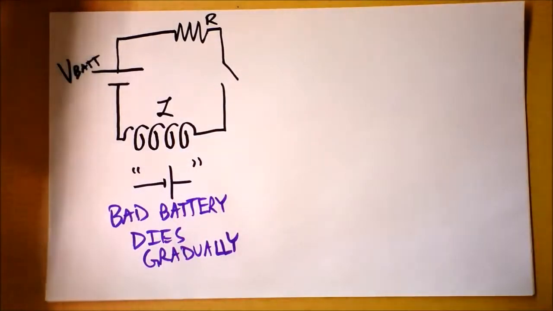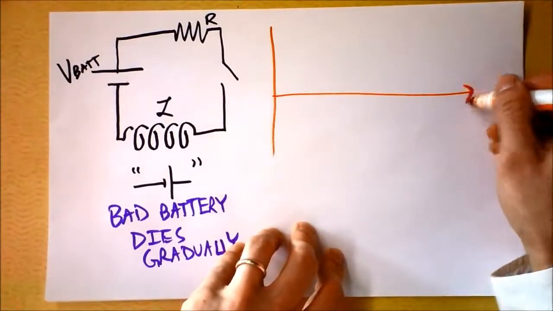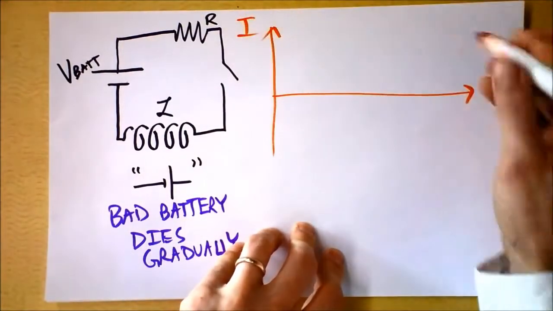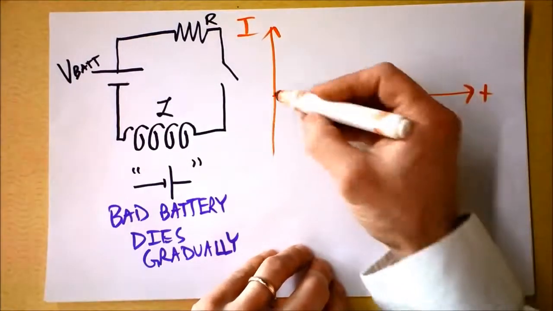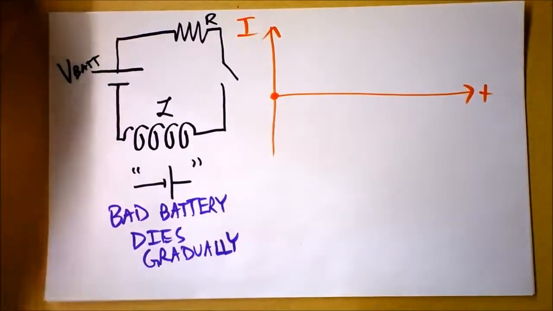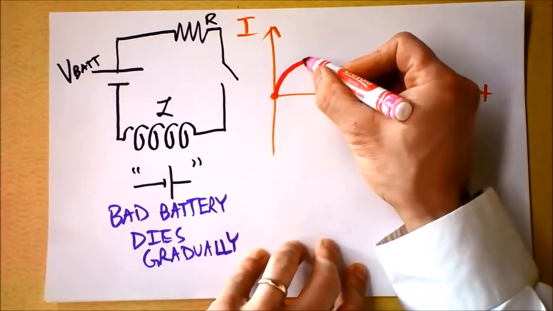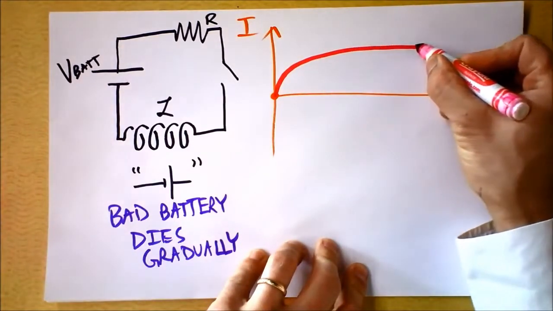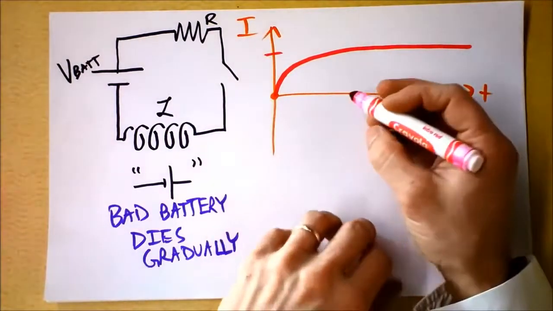So here we are. Let's get ourselves a little graph. I want to get a graph of current as a function of time if I close this switch. It's going to be doing this. It'll go from here, and it will asymptotically approach some current here. Do you think you can figure out what that current is there?